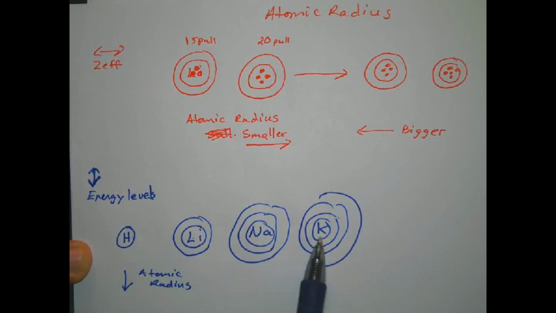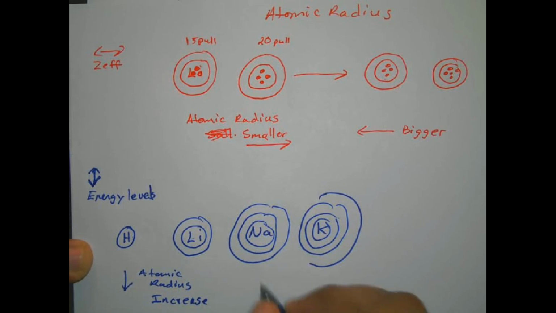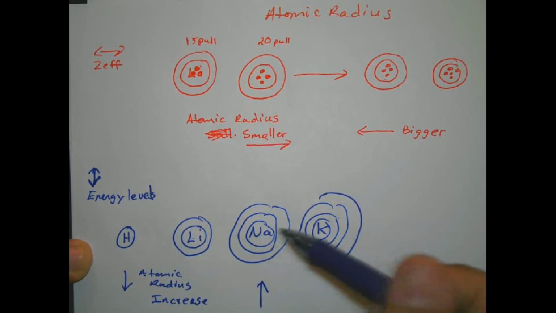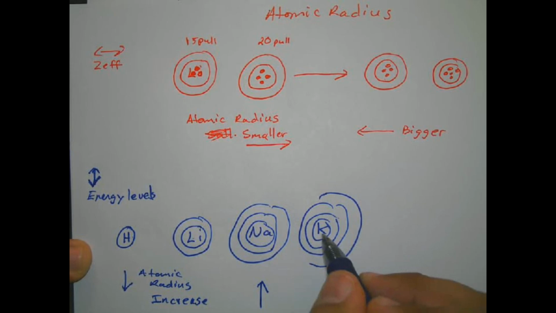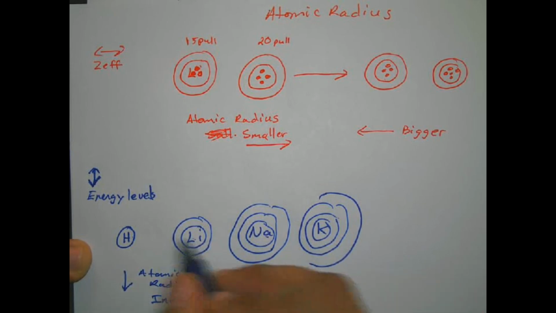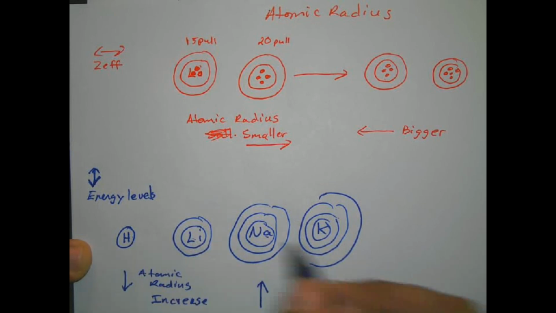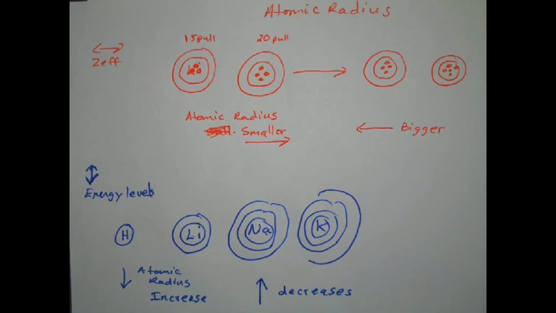So let's look. What's happening to the atomic radius as you go down? It's getting bigger, right? My atoms are getting bigger. So I know the atomic radius increases as you go down. What about when I go up a group? Well, let's go back this way. So potassium, go up to sodium, go up to lithium, go up to hydrogen. What's happening to my atomic radius here? Your atomic radius decreases.